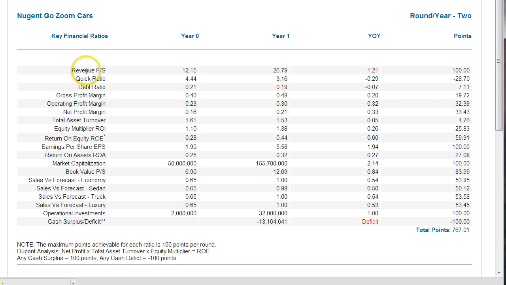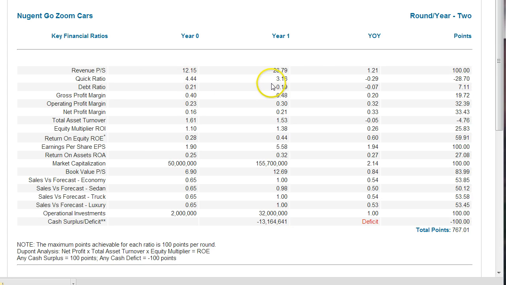So revenue per share, I was able to more than double my revenue per share. It went up 121%. So this is a year-over-year increase. To get from $12 to $26, that's a 121% increase. Now I earned 100 points. The maximum points you can earn in any category is 100. So I earned 100 points here.